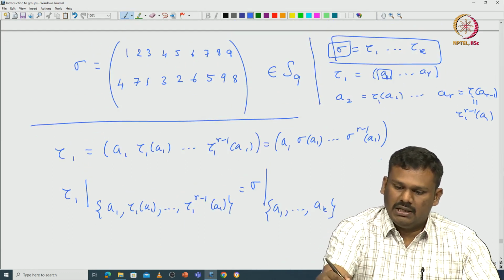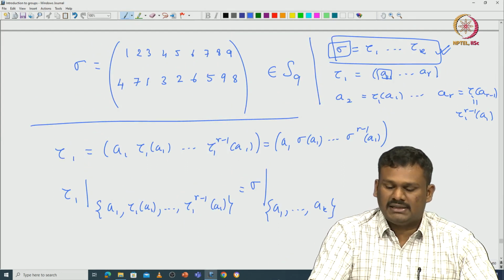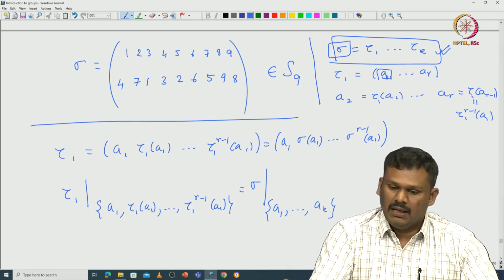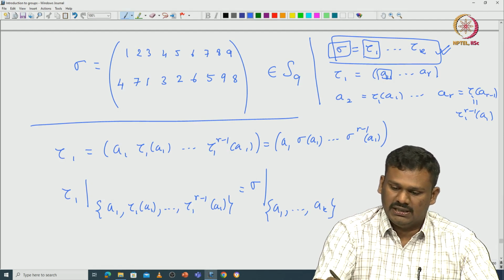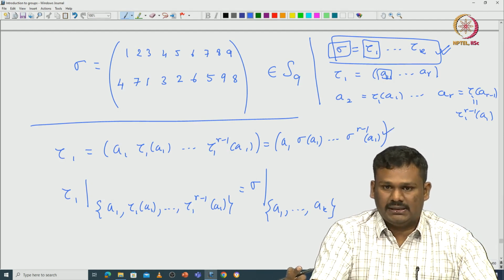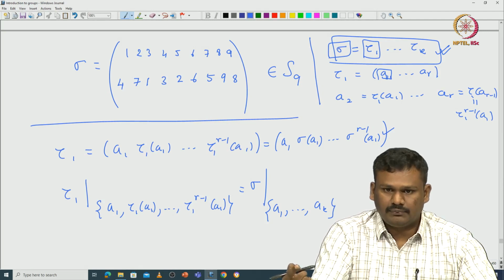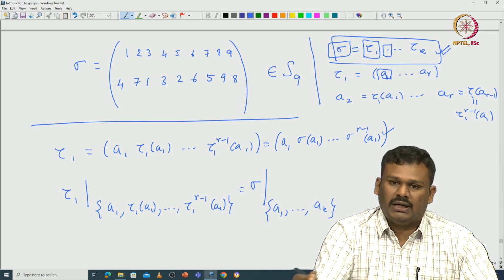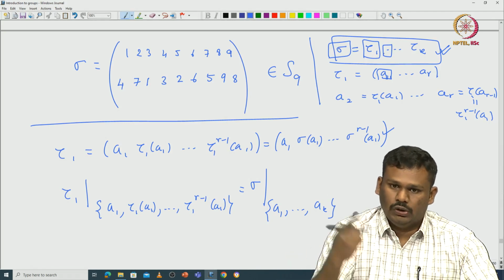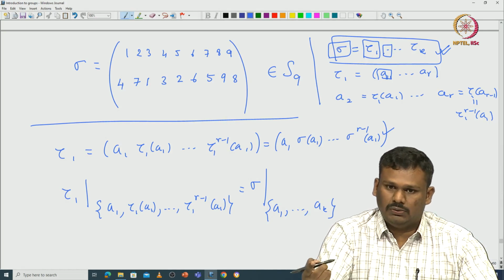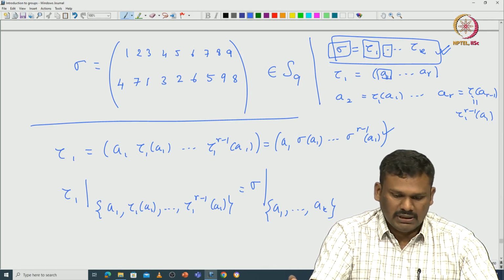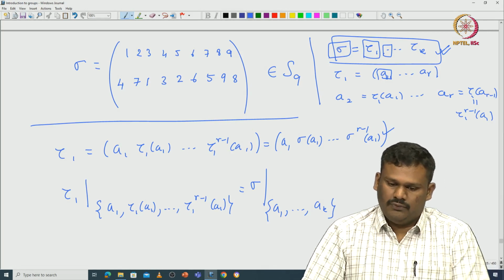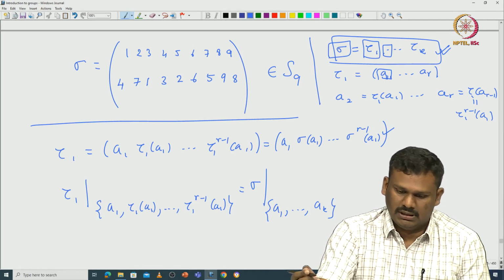This tells us that if you are able to write sigma as a product of disjoint cycles, then to recover tau 1 this is the way: you pick one index that appears in that cycle, then you repeatedly apply sigma, and you get back all the other elements from that cycle. Similarly for tau 2, you pick one index in tau 2 and repeatedly apply sigma, and you get back tau 2. This is the way you get all of tau 1 through tau k. This algorithm works for a general permutation in a general symmetric group.